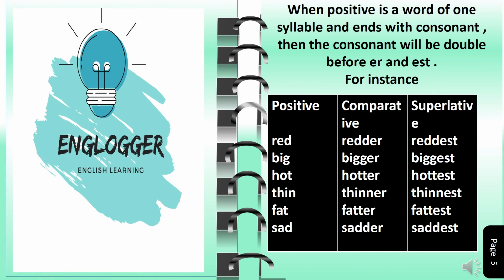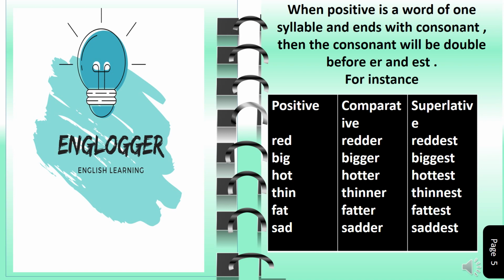Another rule: when the positive is a word of one syllable. Here, what is a syllable? It's a vowel sound. Now you have to count the sound, like red. R, re, re. A single syllable sound is coming and it ends with a consonant, that is D. D is a consonant. We have a total of 5 vowels: A, E, I, O, U.